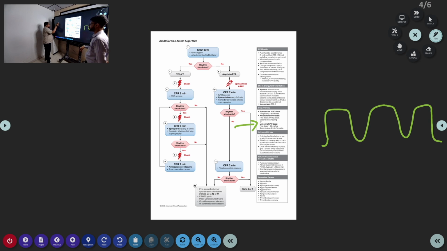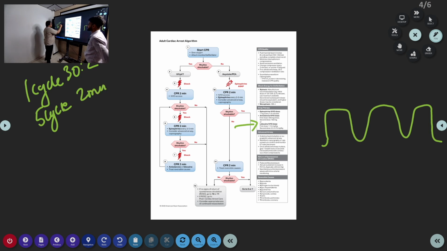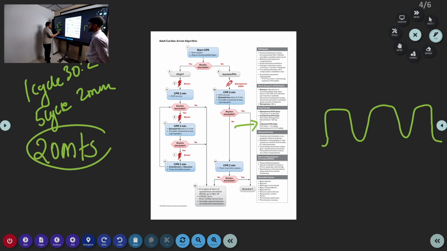Not 7 cycles. See, one cycle is 30:2. So 5 cycles is 2 minutes. So that's 2 minutes into 7, so 35 cycles. So most likely you have completed around 20 minutes of CPR, and it was showing asystole.